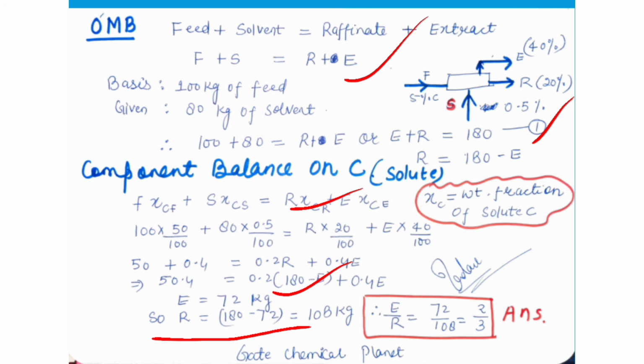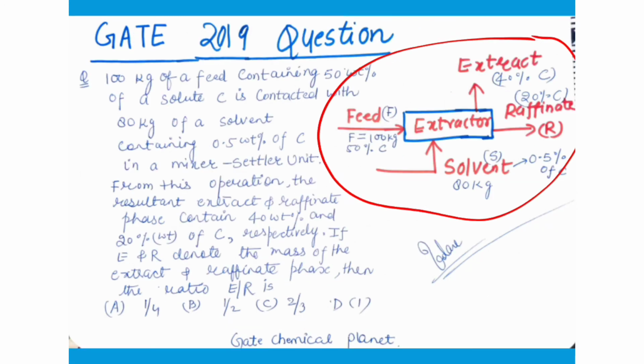In this way we get the values of E and R very easily, and then finally we calculate the ratio of E by R, which is 2 by 3. So 2 by 3 is the correct option for this question. This is a very good question on extractor, from GATE 19.